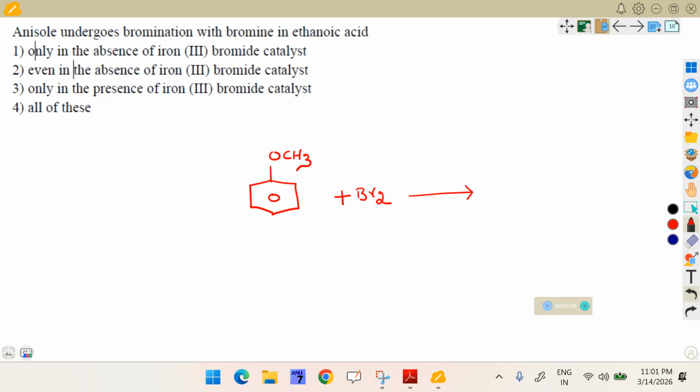The next question is, anisole undergoes bromination with bromine in ethanoic acid even in the absence of iron 3 bromide. Iron 3 bromide. What is the formula of iron 3 bromide?